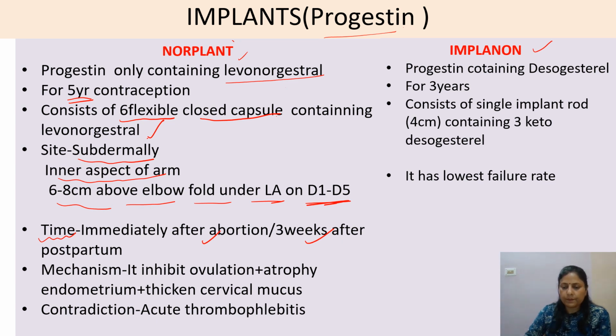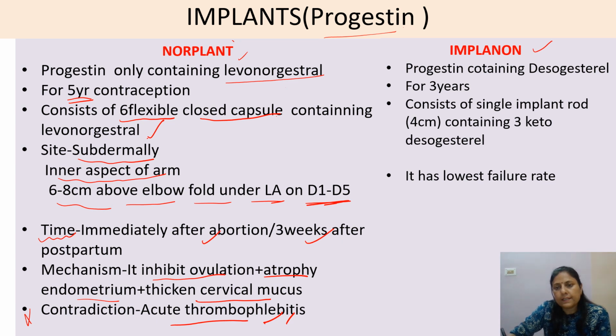Mechanism: how it protects from pregnancy. It inhibits ovulation, causes atrophy of the endometrium, and thickens the cervical mucus. And there is one contraindication for that, which is acute thrombophlebitis.